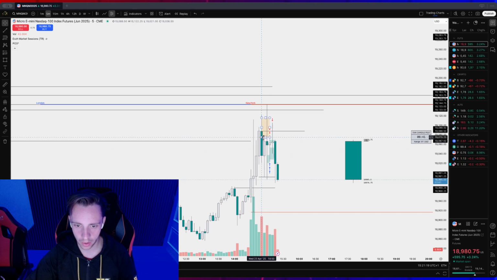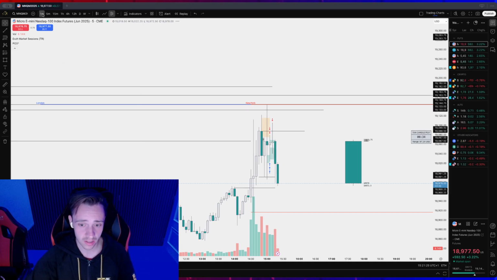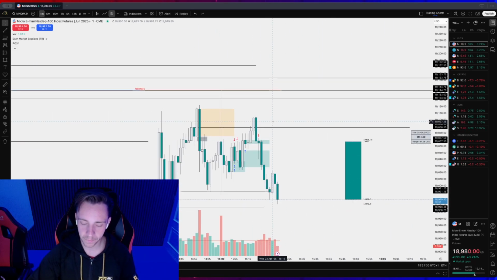This would be the order block, the 5 minute order block. Even if we went there, my stop would have been down here at the low. So it would have been protected. And in theory, it should be smooth sailing up from there.